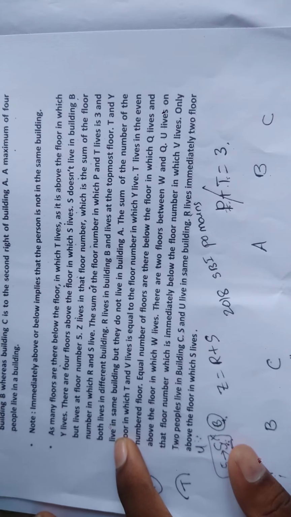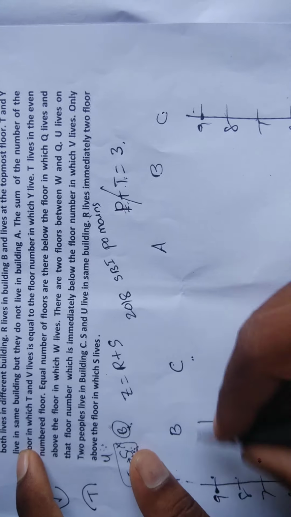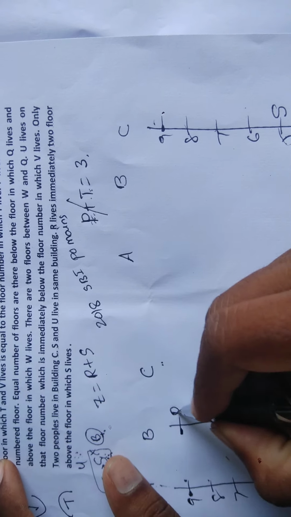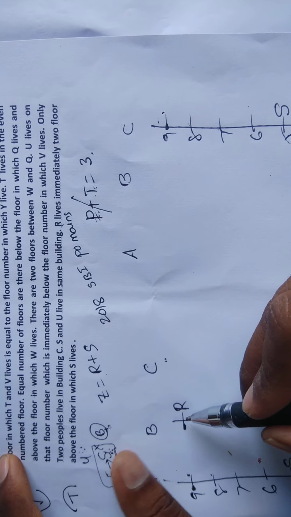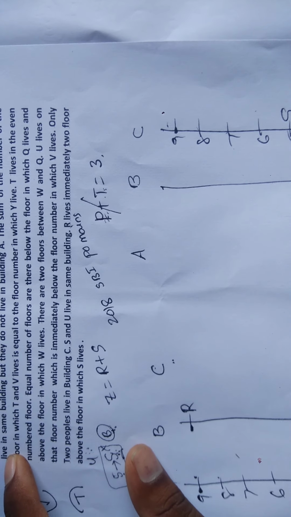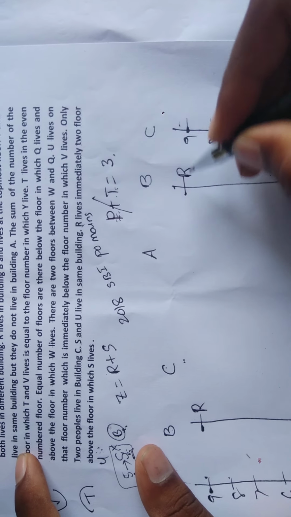Yes, leave it. R lives in building B and lives at the topmost floor. Yes, friends, check here. R lives in building B, but R lives in the topmost floor. But we don't know the number of floors in building B. Then leave. Here also, R lives in building B, but R lives in the topmost floor. Yes, leave it.